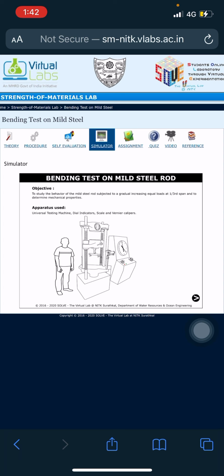Today I want to talk about the bending test on mild steel rod. First, we go to the simulator.